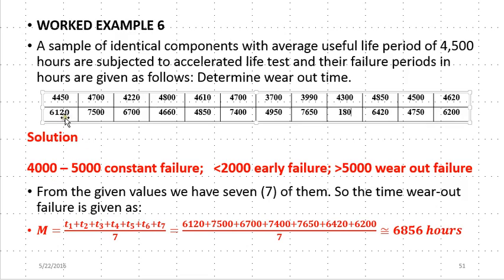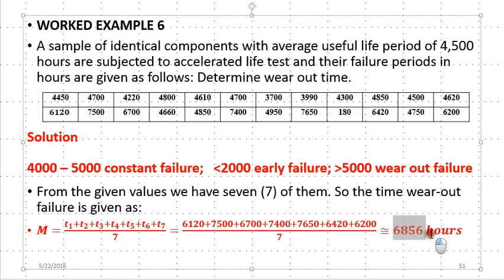Now the first one you can see is what? T1, T2 up to T7, all over 7. 6,120, 7,500, 6,700, 7,400, 7,650, 6,420, and 6,200. Adding all of them and dividing by 7 gives me 6,856 as my average wear out failure period of this component.